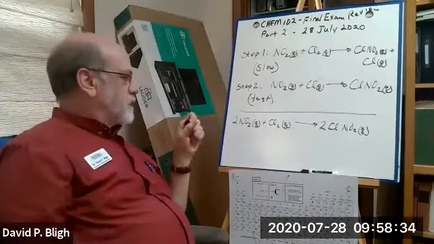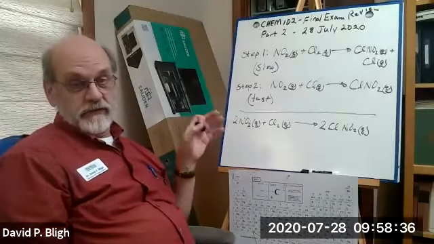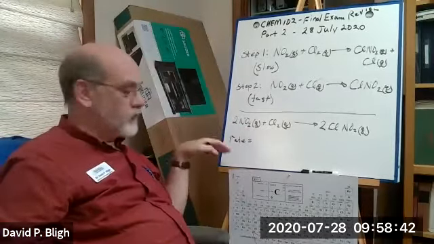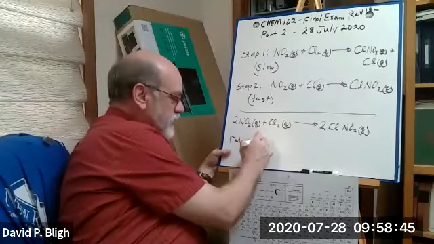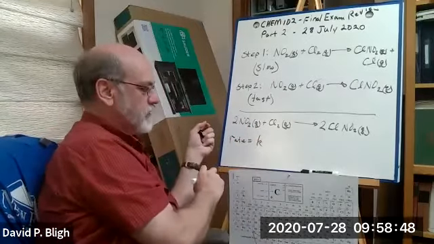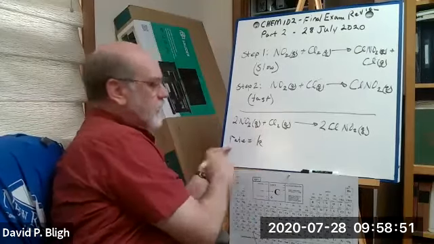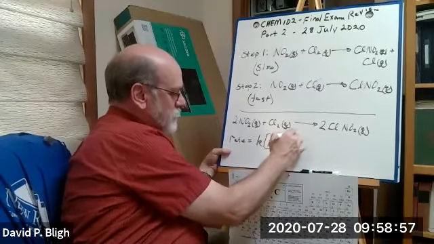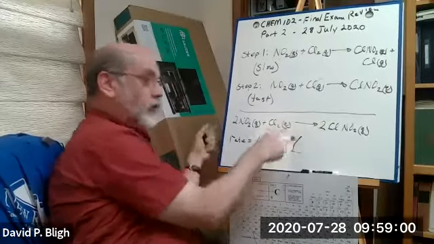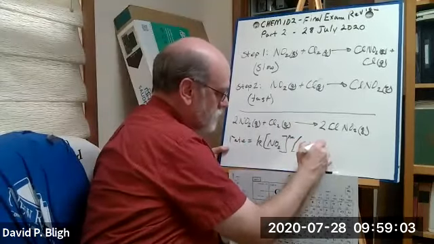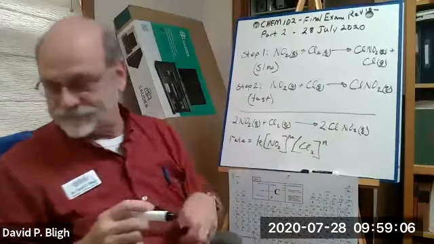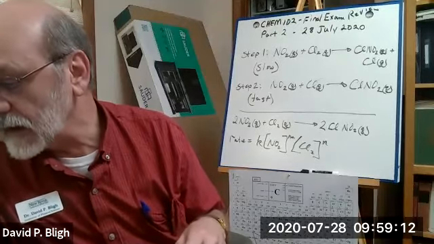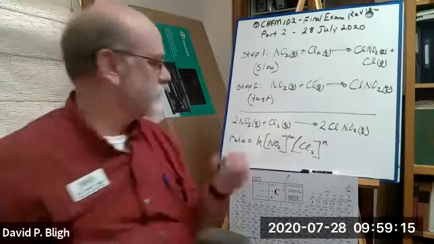Now, what would be our rate expression for this reaction? The differential rate equation would be the rate equals something. It is a k value times the concentration of NO2 to some value, its order, and then Cl2 to its order.